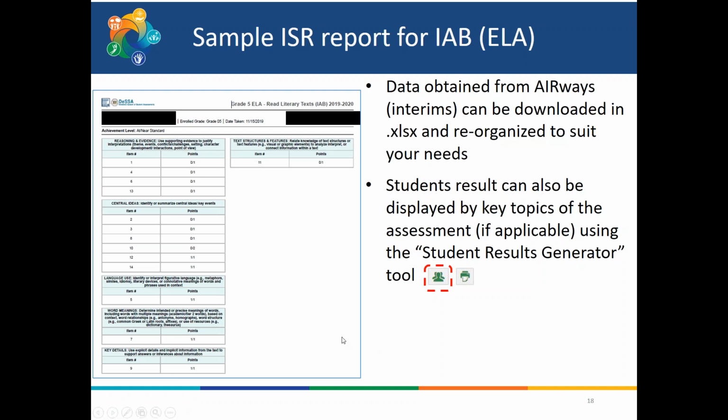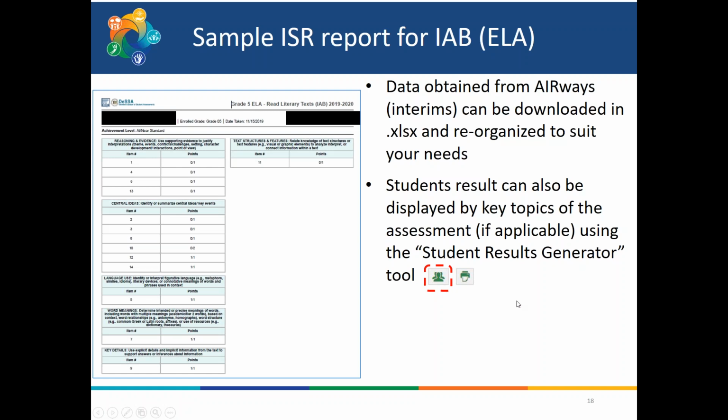So in order to get to this report, are you familiar with this one? No, I like this stuff. Yeah. So for this one, you have to click the student result generator. When you go on the upper right corner of Airways, next to the print icon, you'll see a little group of people, and that's the one that would be the student result generator. Okay. That would be useful.